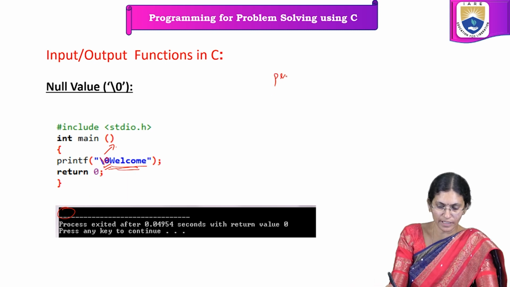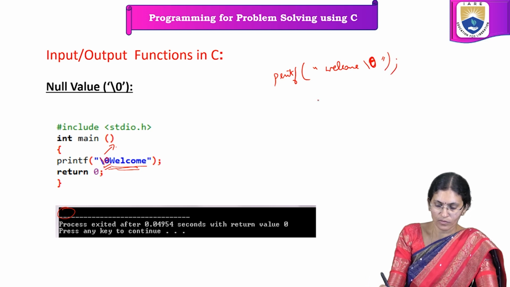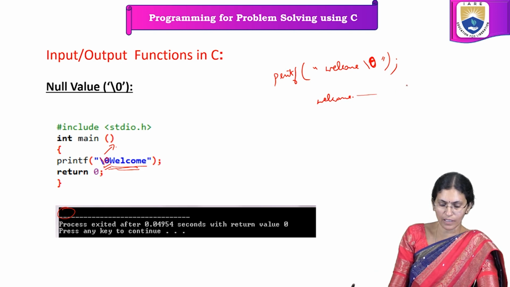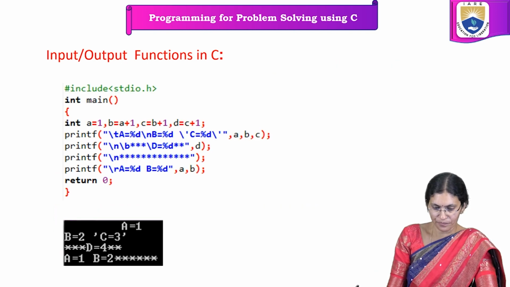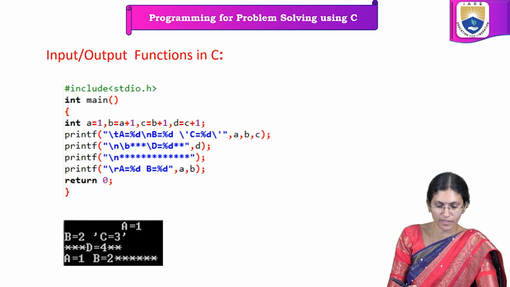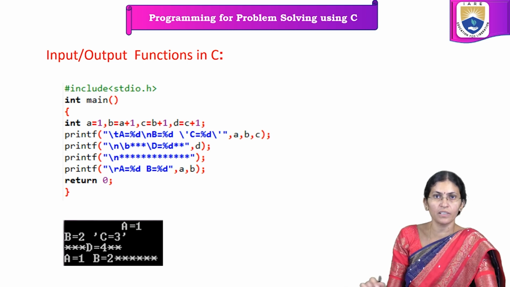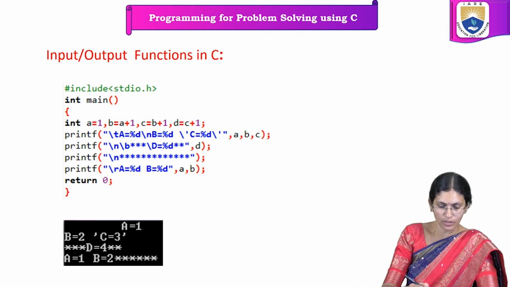But if you write this printf statement in this way, welcome, and after that backslash 0, this is 0, the output welcome will be printed. After that, the null value will be introduced. Next, this is a simple program which illustrates some of the escape sequences which we have listed, or which we have seen now.